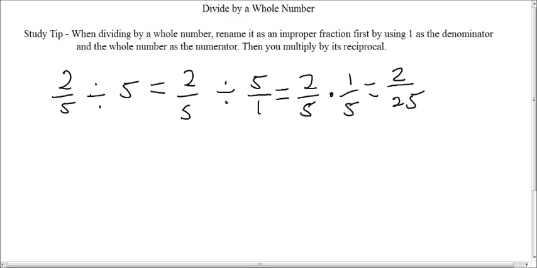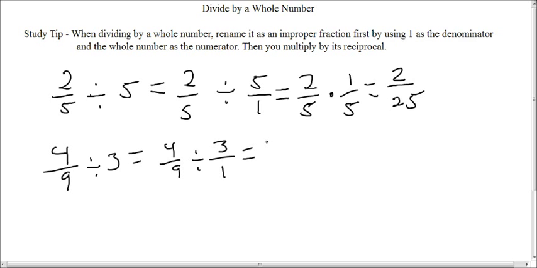All right, so let's try another one. Let's try 4/9 divided by 3. Again, going through the process, we're going to take 4/9, rewrite it, and we're going to divide by making 3 improper by putting 3/1. And then we will take 4/9 again, rewriting it exactly the way it is, and multiply it by the reciprocal here, which is 1/3. We can't simplify, so that becomes 4/27.